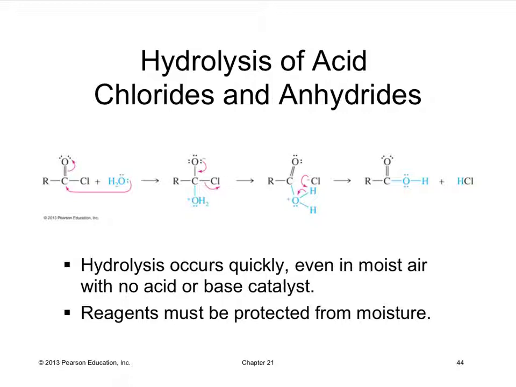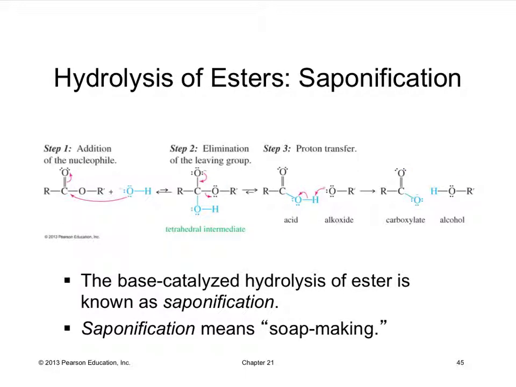Hydrolysis of acid chlorides and anhydrides, you have water attack, electrons go up, forming the tetrahedral intermediate, electrons come down, chlorine gets kicked off, then the chlorine then deprotonates, generating the acid and HCl. So because water can attack acid chlorides and hydrolyze, if you want to protect that from hydrolysis, you want to protect it from any type of moisture to maintain the acid chloride.